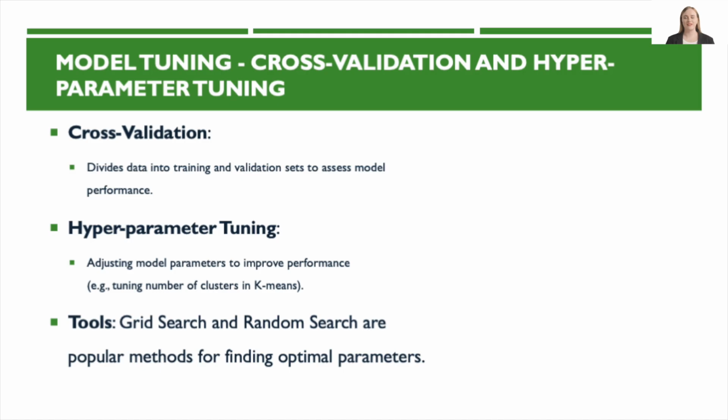We can use methods like grid search or random search to optimize parameters, such as the number of clusters in k-means or the learning rate in neural networks. Effective tuning ensures that our models are optimized for the best possible performance, making them reliable for real-world applications.